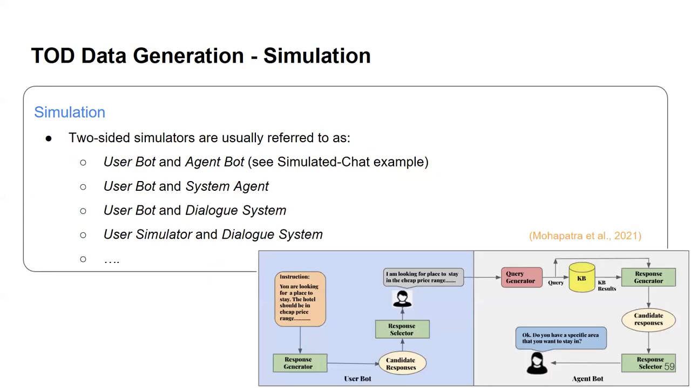And this is one example. This is an example from a paper that we will discuss, which is called Simulated Chat. So you can see on the left and on the right, you have the two systems co-trained together. And yeah, this is just a diagram to give you an idea of how these systems look like.